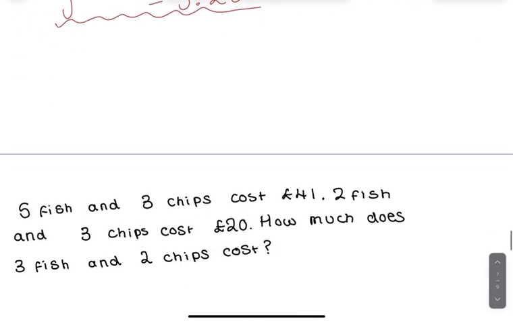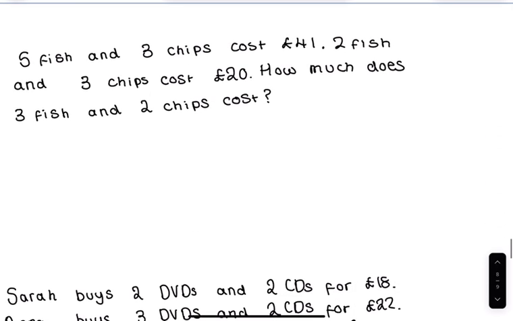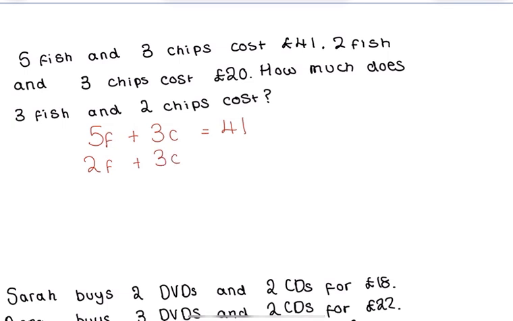Now we're going to look at one more before I give you a couple to have a go at. This says 5 fish and 3 chips cost £41. 2 fish and 3 chips cost £20. How much does 3 fish and 2 chips cost? Well, here what we can do is if we find the cost of the chips and the fish, we can then work out how much that would cost us specifically.